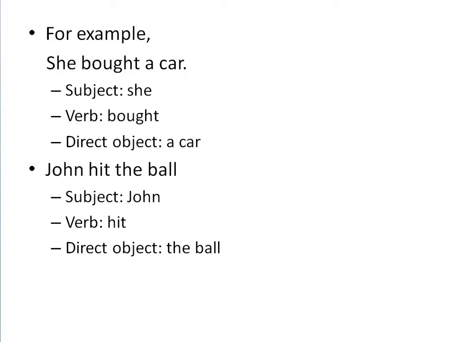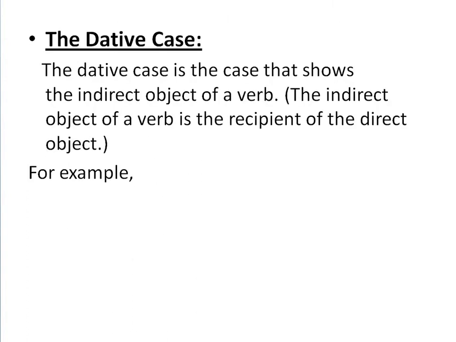John hit the ball. John is the subjective case or the nominative case, or we can say the subject of the sentence. Hit is the verb and the ball is the direct object, or we can say the accusative case or the objective case. Now comes the dative case.